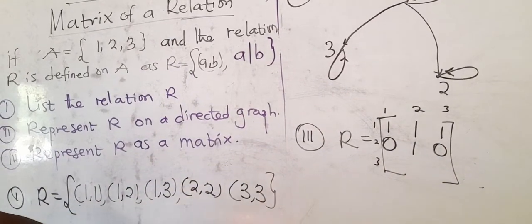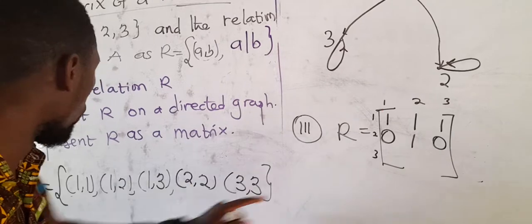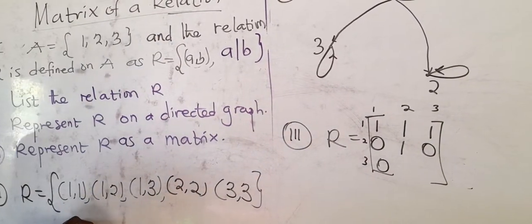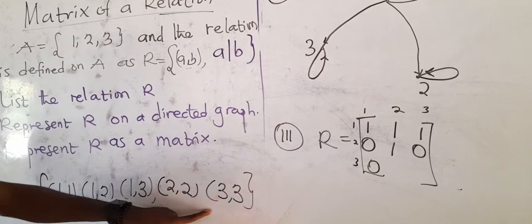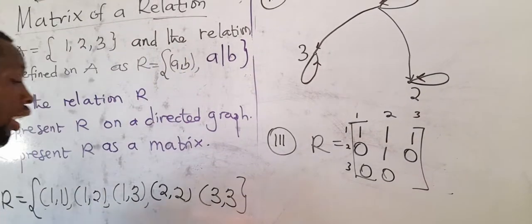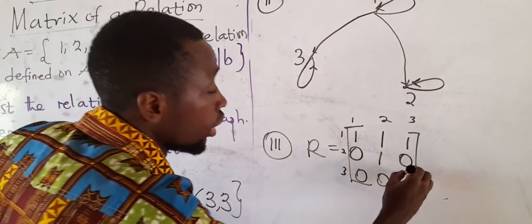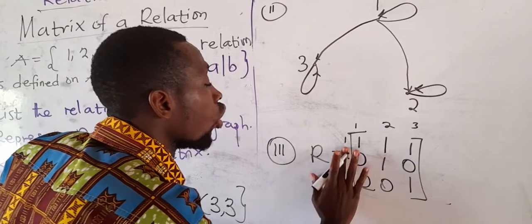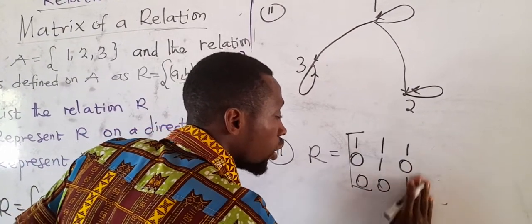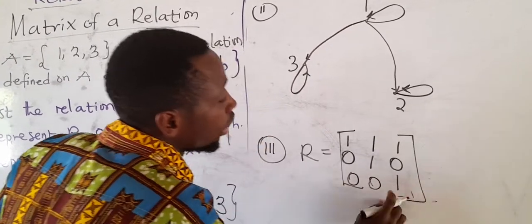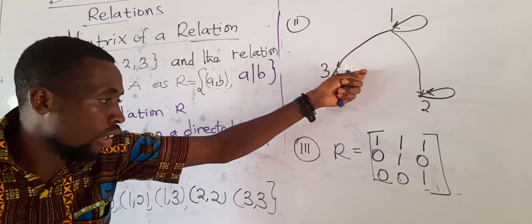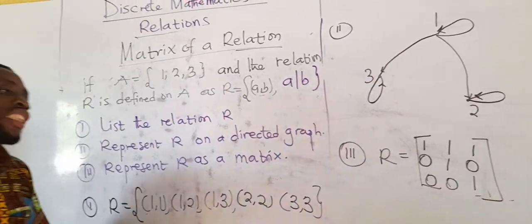Does three relate to one? We have (3, 1)? No. So off. Does three relate to two? (3, 2)? No. So off. Does three relate to itself? Yes. Then on. You can clean all this after that. It's just a guide. So let's write our matrix very well. Then this becomes the matrix of the relation R. And this is the directed graph of the same relation. I hope you get this.